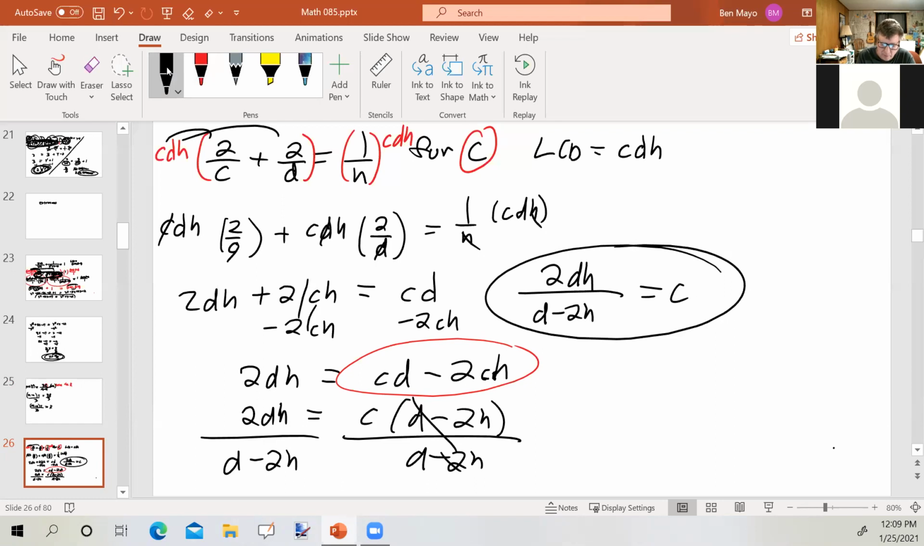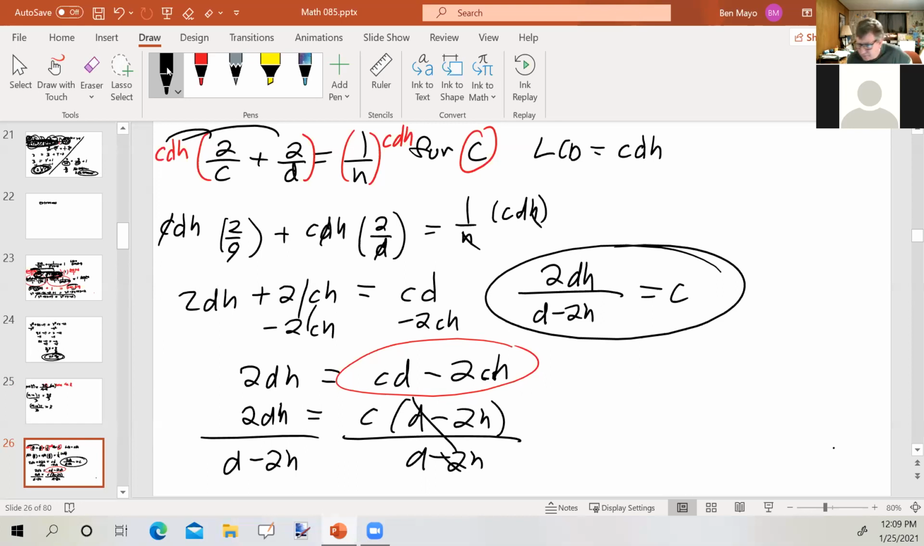So what did I do? I multiplied everybody by the least common denominator to clear the fractions. I got all the terms that contained the variable c on one side of the equation. Then I factored the c out so I could divide both sides by what was left.